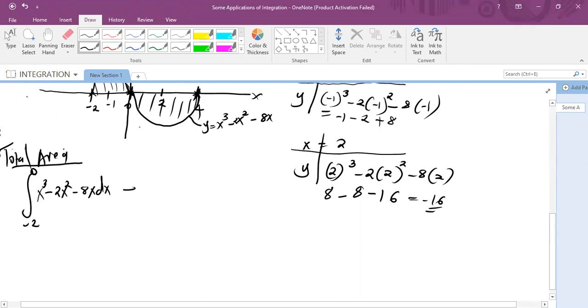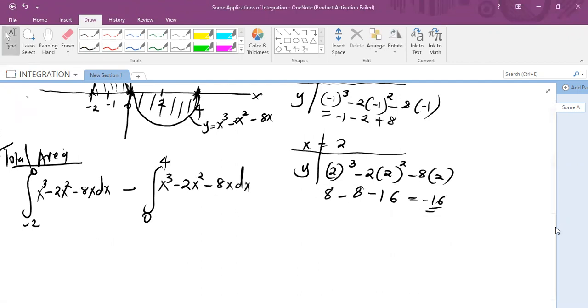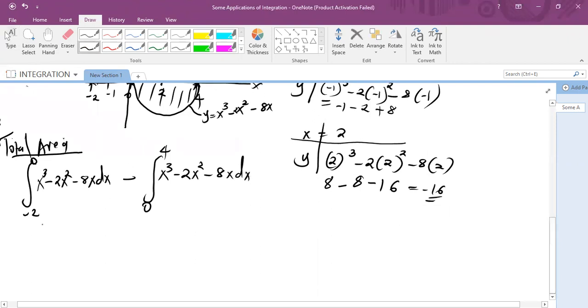Okay, minus, since this part is on the lower side of the x-axis, so it will be minus integral from, what are the limits? This is from 0 to 4, of the curve, which is x cubed minus 2x squared minus 8x dx. Then we just go ahead and evaluate that integral. So integrating that, what do we get? We integrate and replace the ranges.